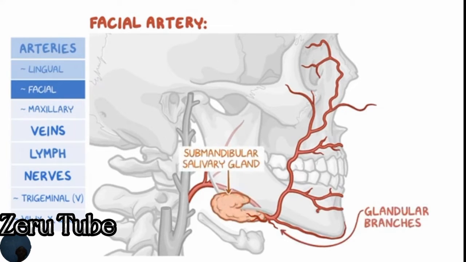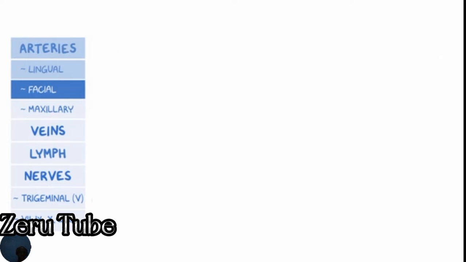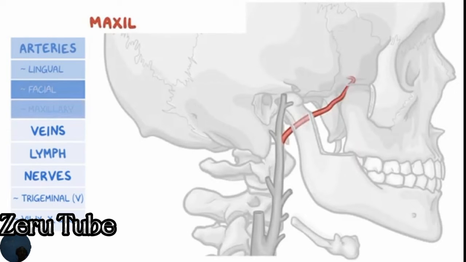So the glandular branch of the facial artery, at the angle of the mandible, gives blood to the submandibular salivary gland. So this is a branch of the facial artery.